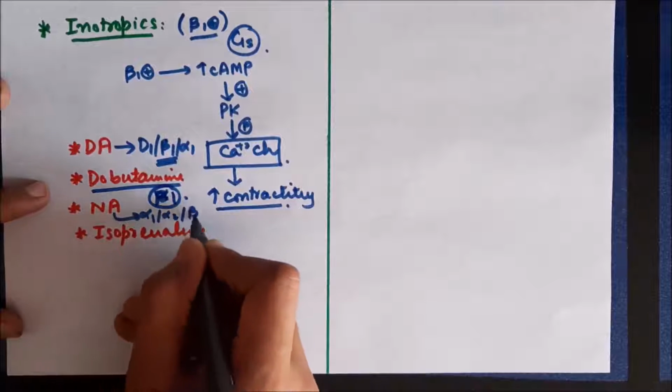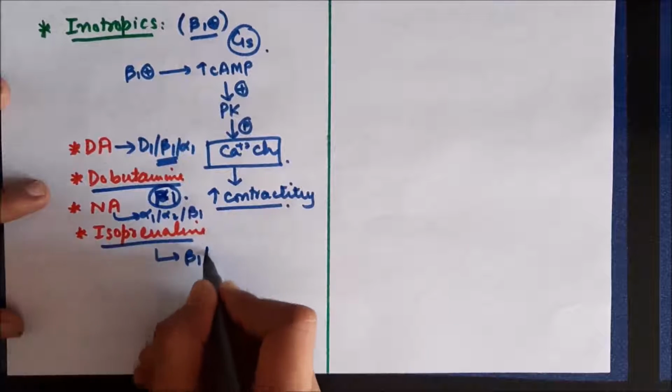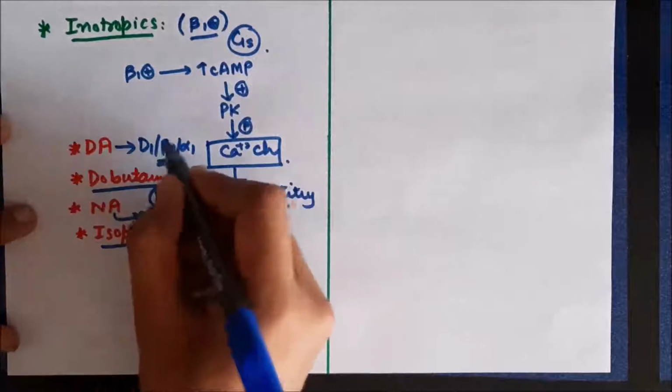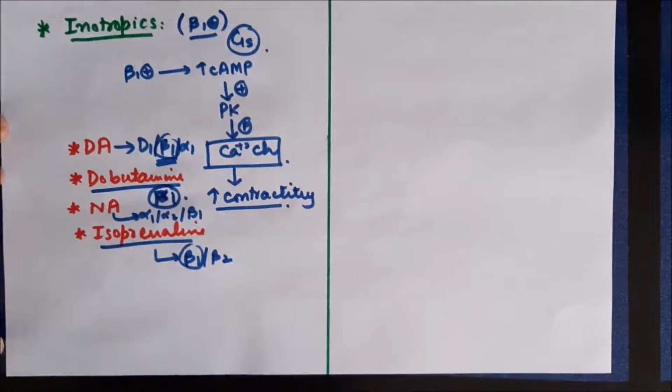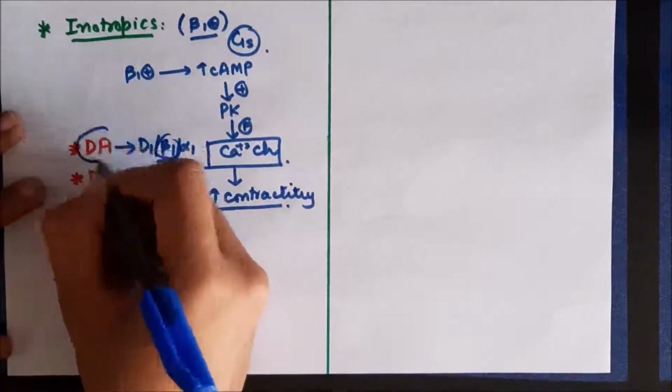Noradrenaline stimulates alpha 1, alpha 2, and beta 1 receptors, whereas isoprenaline stimulates beta 1 and beta 2 receptors. So all these drugs stimulate beta 1 receptors, and therefore they can increase the contractility of the heart.